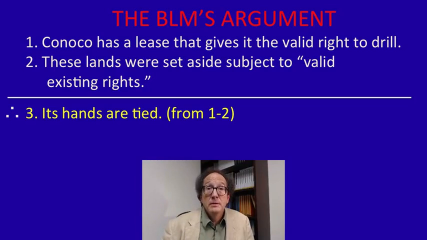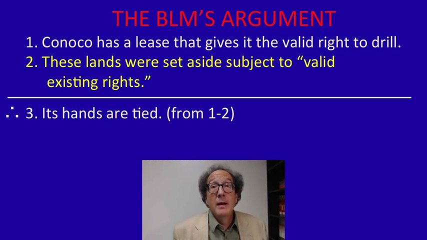Next, premise 2. These lands were set aside subject to valid existing rights. Well, what does set aside mean? It means that you're not allowed to drill there. But subject to valid existing rights means that you are allowed to drill there if you've got a valid existing right. So this premise can be restated as saying that if Conoco does have a valid existing right to drill, then the BLM must allow Conoco to drill.